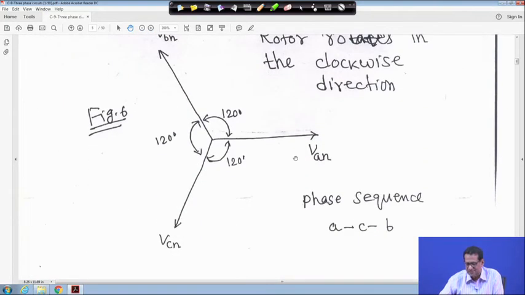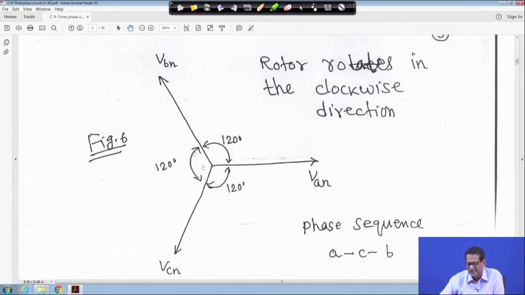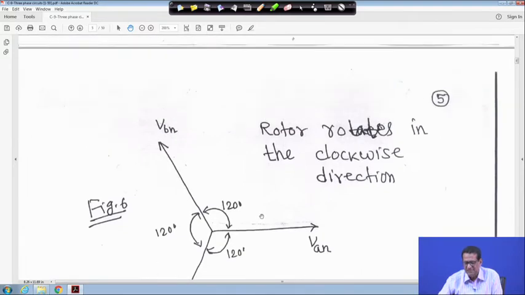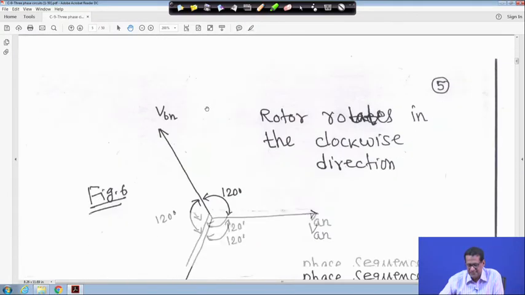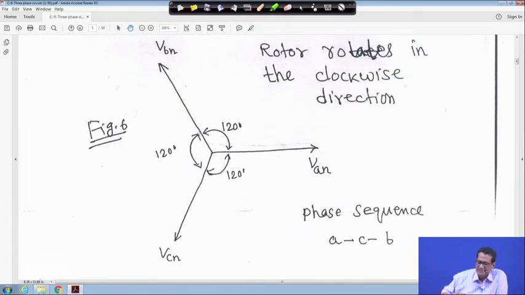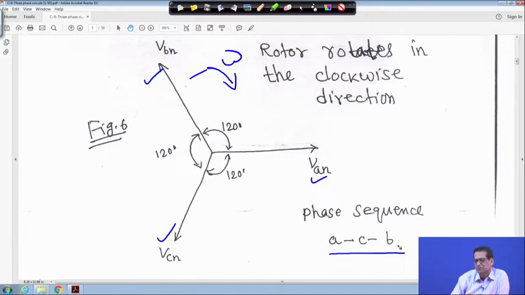Now rotor rotates in the clockwise direction. In this case we have taken, say, VAN, then C, and then B. This is the ACB sequence. The ABC sequence was ABC and the ACB sequence is ACB. Here we have taken the convention that the rotor is rotating in the anti-clockwise direction. But in this case, if the rotor is rotating in the clockwise direction, that means this way, omega, right? So this is A, C and the ACB sequence, right? So you have to keep this in your mind a little bit.